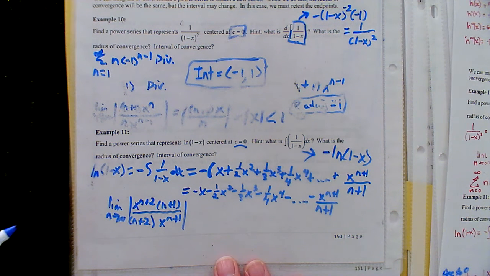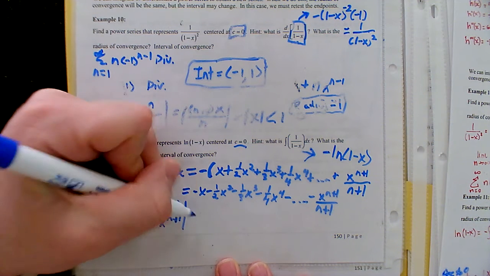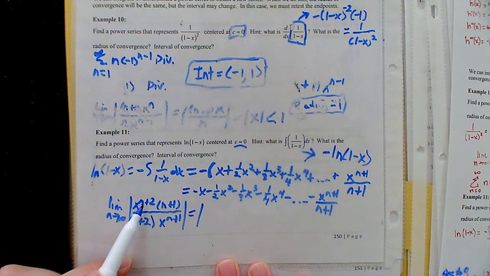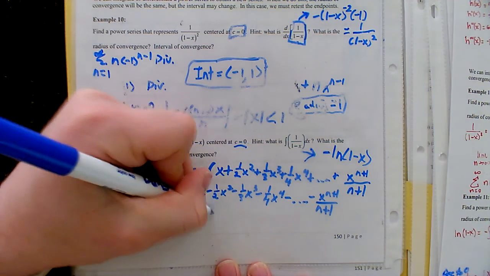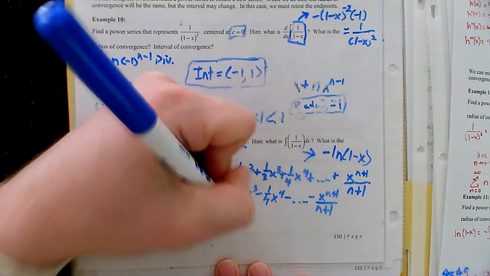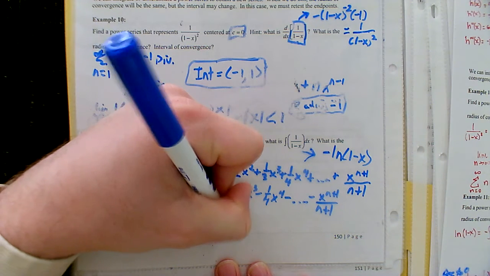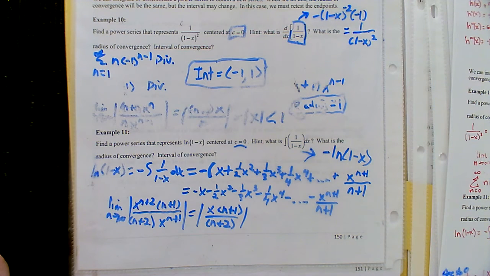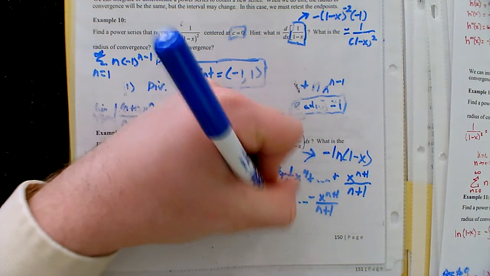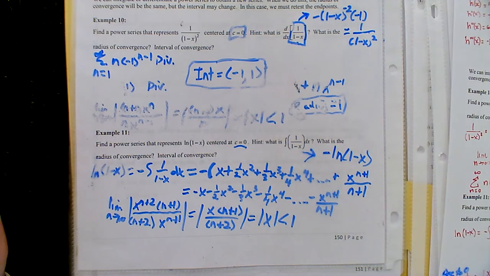Lose anybody? No. Okay, so now we need to try to reduce. We're left with an x on top, and n plus 1, n plus 2. Again, if you think about those n's going to infinity, they're going to cancel out. The plus 1 and the plus 2 really are not going to do anything in the grand scheme of things. So you're left with x. Again, less than 1 because it's a ratio test.